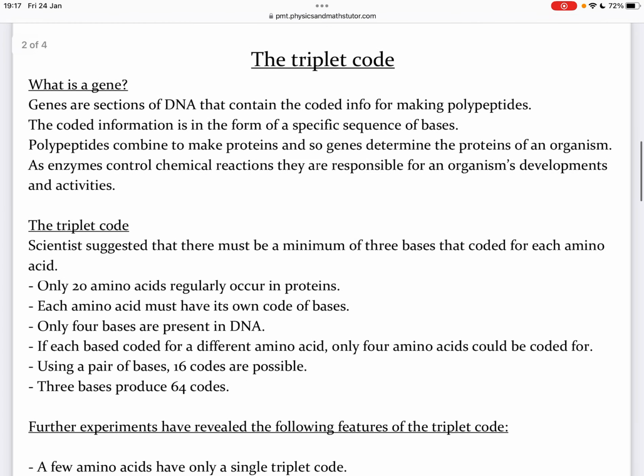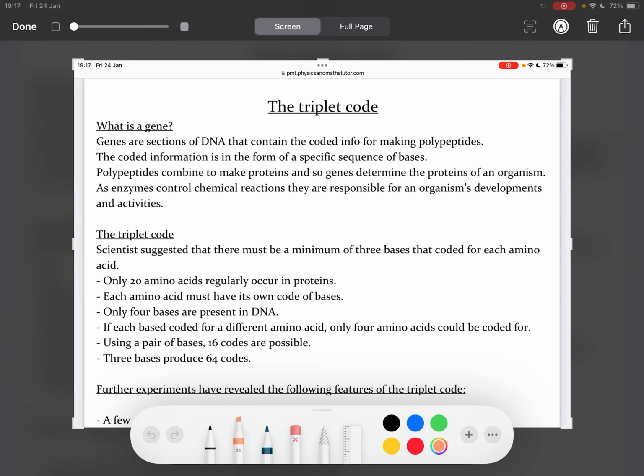Okay, now we go to the triplet code. But before we go to the triplet code, what is a gene? Do you know what a gene is? Do you remember what a gene is? The definition itself, not really talking.